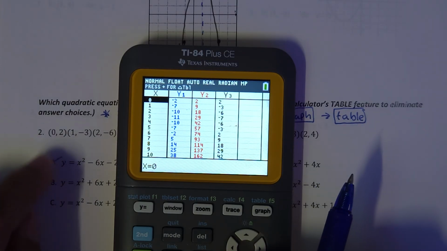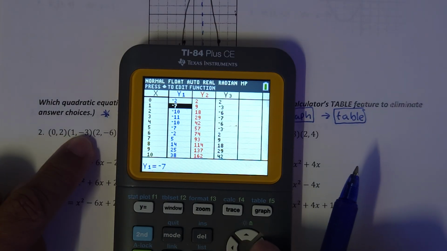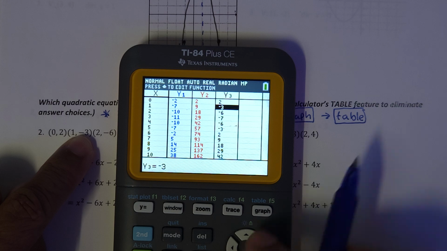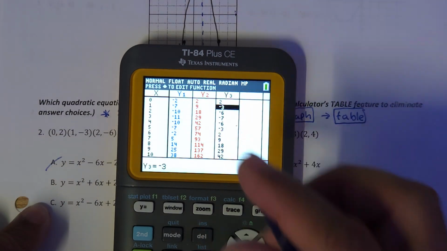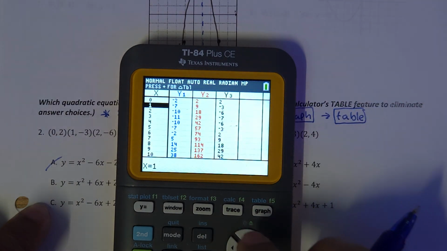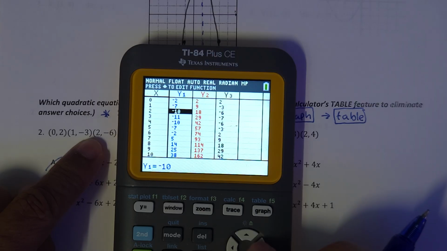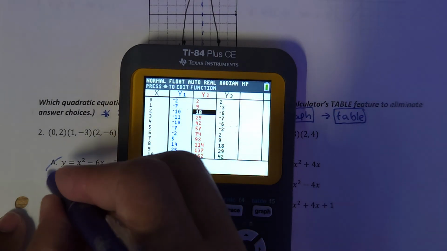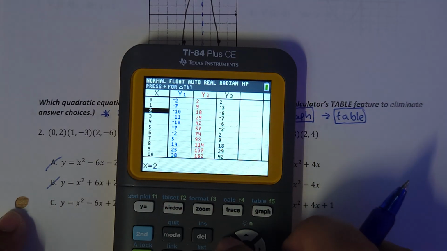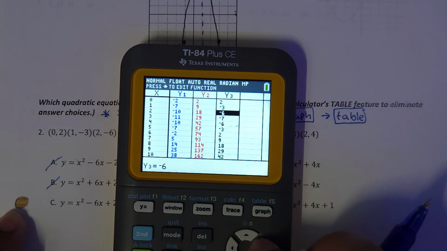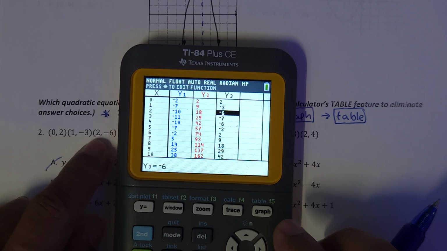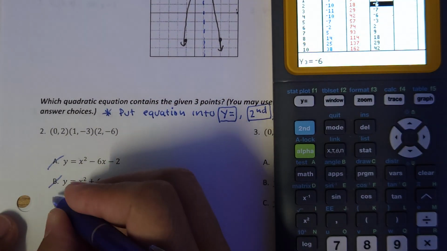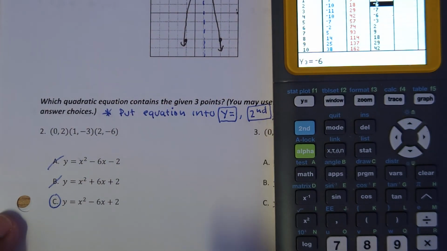Then I'm going to see if I get the other point, (1, negative 3). We do get that for the C option. Then we need to get the other point, which is (2, negative 6). We don't get it for the B choice. So then our choice is simple, because as you can see, we can get (2, negative 6), which are the coordinates of this point. So the correct choice is choice C.